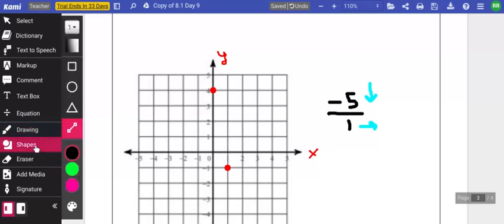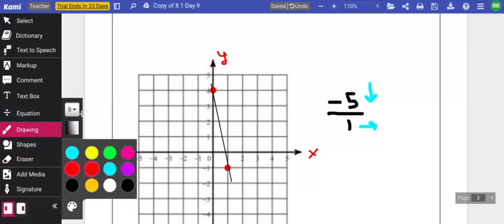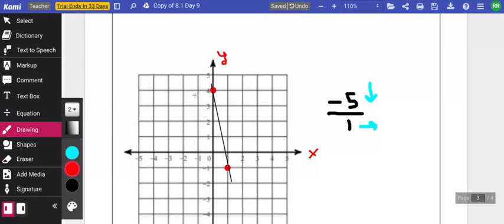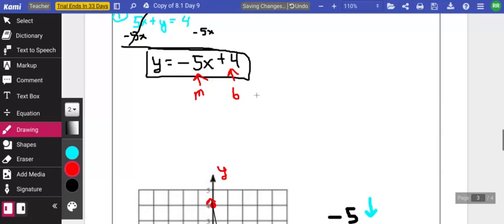So let's use shapes, line, click and drag. Didn't do a very good job there, so I'm going to do Control Z to undo. Click and drag. Okay, there we go. Arrows on the end of the line to show that it is a line that continues forever in both directions. And I'll put a little 1 and circle it because that is line 1 that comes from equation 1.